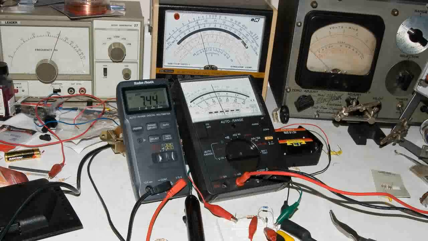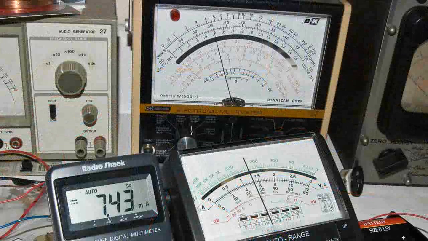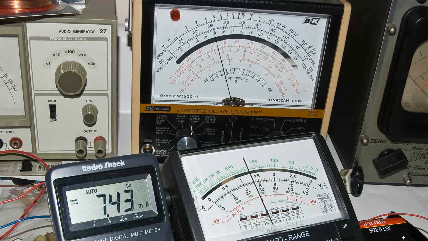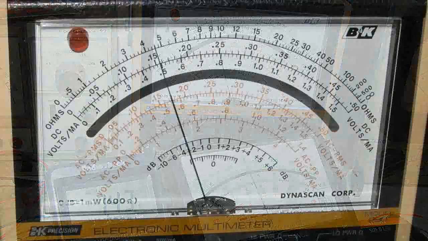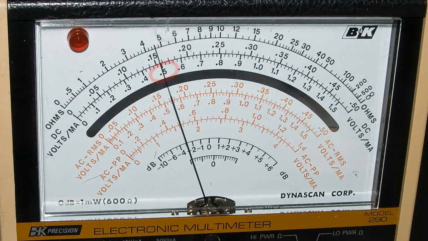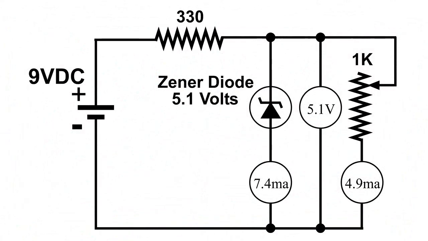Then when I hooked up the 1,000 ohm resistor, we have 7.4 milliamps going through the Zener diode. We still have about 5 volts across the Zener diode, and now through the 1,000 ohm load resistor we have 4.9 milliamps.